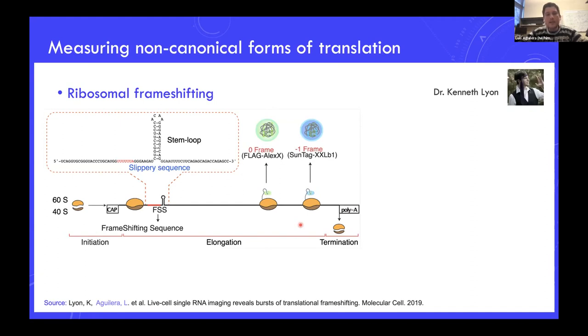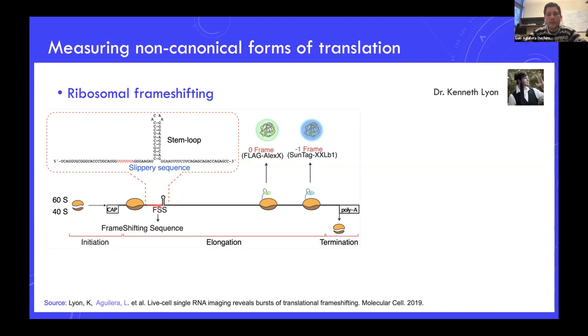So we extended this technology, as I mentioned before, in 2019 to consider more complex forms of translation, or non-canonical forms of translation. One of them is ribosomal frameshifting. Frameshift is this phenomenon that occurs when ribosomes can produce two different proteins from the same RNA. This is basically the PhD project from Dr. Kenneth Lyon. What he did is create this construct that contains a secondary structure, a stem loop known as the slippery sequence, which causes the ribosomes to move into another open reading frame.